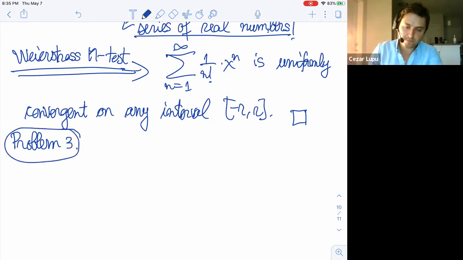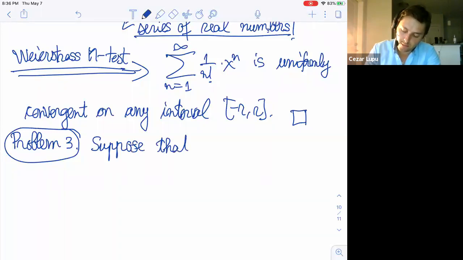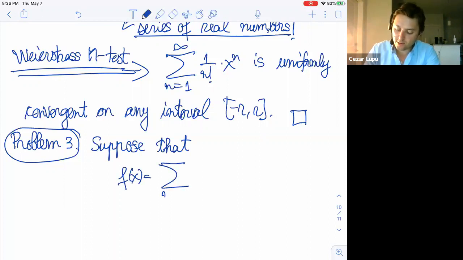Problem 3. Suppose that we have the following function f of x. This time I'm just going to tweak it a bit. So this is the sum from n equals 1 to infinity of n factorial times x to the power n.